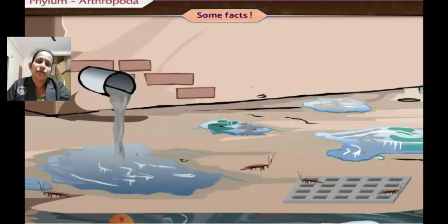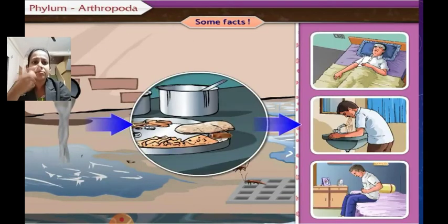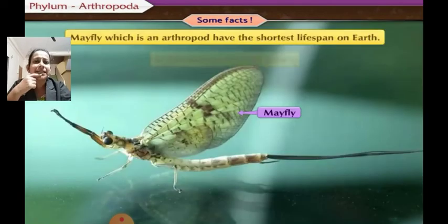Then of course we cannot say only good things about arthropods. There are also bad things, like cockroaches and all spread a lot of different types of diseases. I mean food poisoning and all. If the cockroach sits on the food and you eat that same food, then it may cause food poisoning. Of course this is one of the harmful effects of this, and you can get certain diseases like this. Fine. Then one more important fact is that you might have heard about a dragonfly or a mayfly.